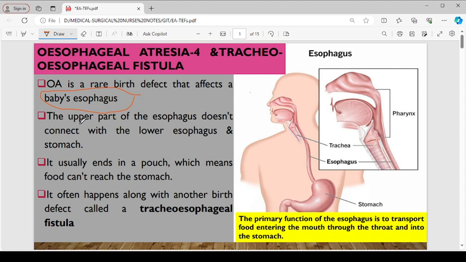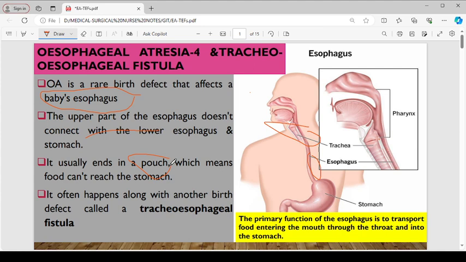In this case, the upper part of the esophagus will not be able to connect with the lower part of the esophagus, all right? We have the upper part and now we have the lower part. They fail to unite, so it usually ends in a pouch, which means that food can't reach the stomach.